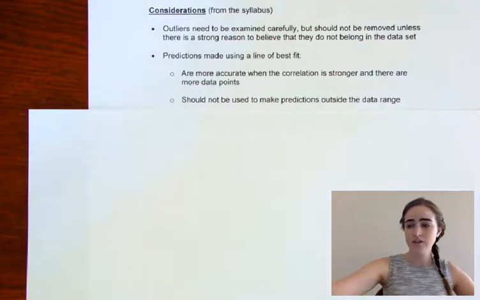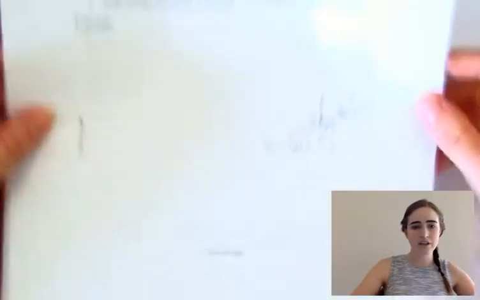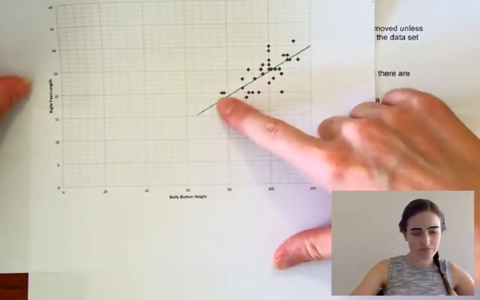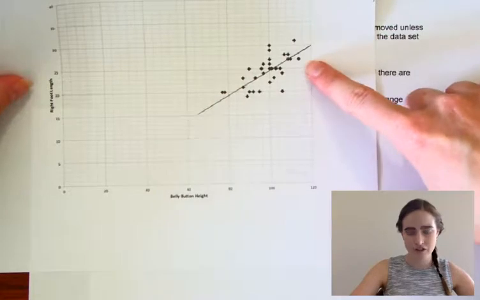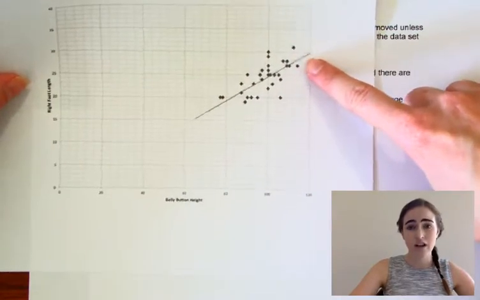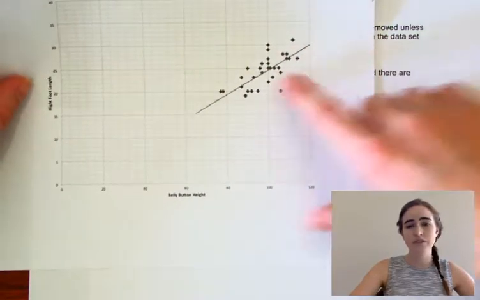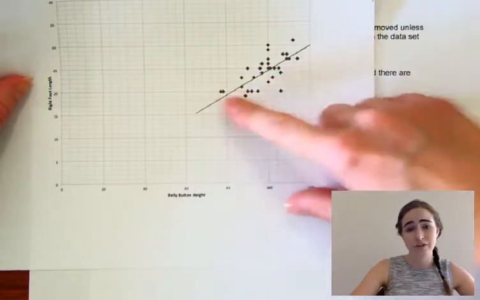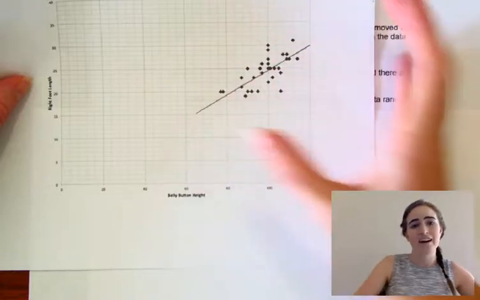The next one is that we shouldn't use our line of best fit to make predictions outside of our data range. In the one that we just had a minute ago, the heights of our belly buttons range from about 78 to about 115 or so. So we wouldn't use this line of best fit to predict anything about somebody with a belly button height of 130 or 60 or anything outside our data range, because it's not going to be accurate.